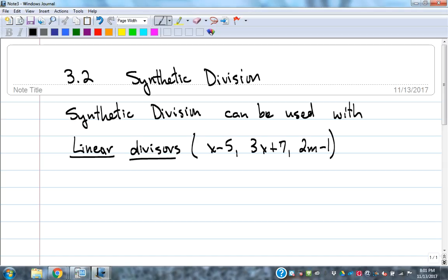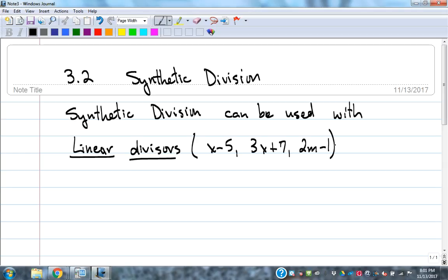You can't use synthetic. Synthetic means it's a shortcut method, which means it only works for certain things. It's kind of like the FOIL method for multiplying out binomial times binomial. It only works for binomial times binomial. It's not a tool that works for everything like the distributive property is.